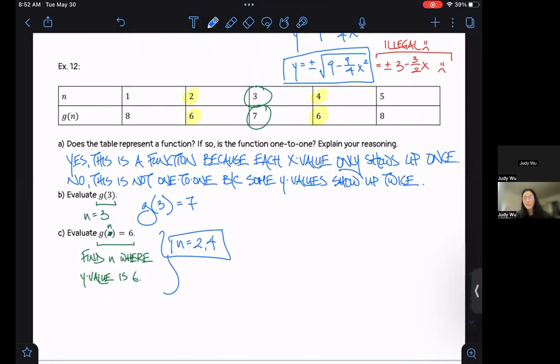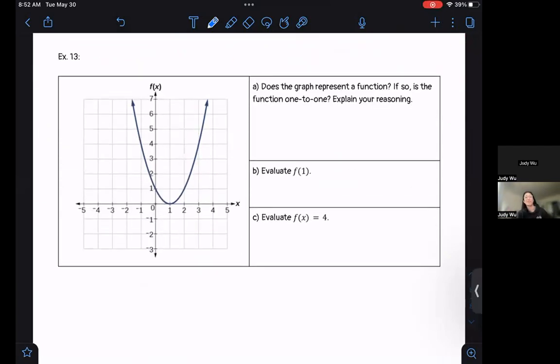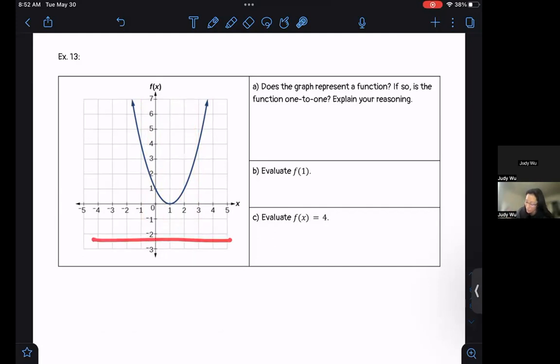All right. Last question here in 1.1. And we've got a lovely graph to finish us off. Okay. So does this graph represent a function? And if so, is the function one-to-one? Explain your reasoning. All right. So the first part, is it a function? That means vertical line test. Yes, it passes the vertical line test, so it is a function. But to see if it's one-to-one, I need to do the horizontal line test. And pretty soon I can see it crosses more than one time. So it actually fails the horizontal line test.